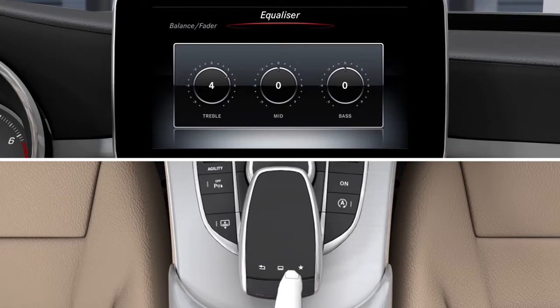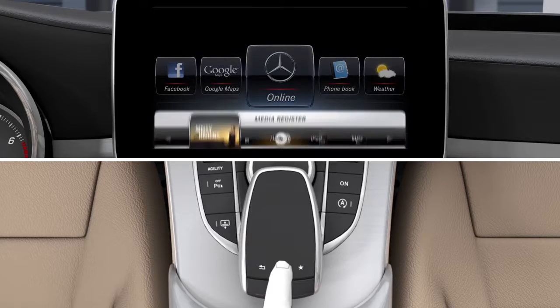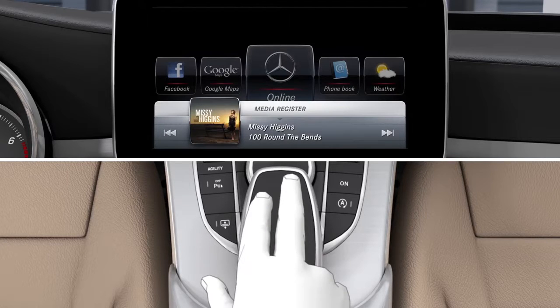You can use the star button to access your favorites. This list allows you to customize various functions, such as media content, telephone book, and navigation information. Quick access to the telephone and audio menu is possible via the button in the middle, or by swiping upwards with two fingers. To dismiss quick access, swipe down with two fingers.